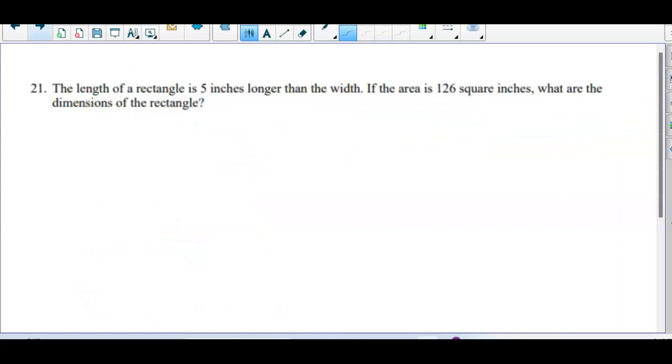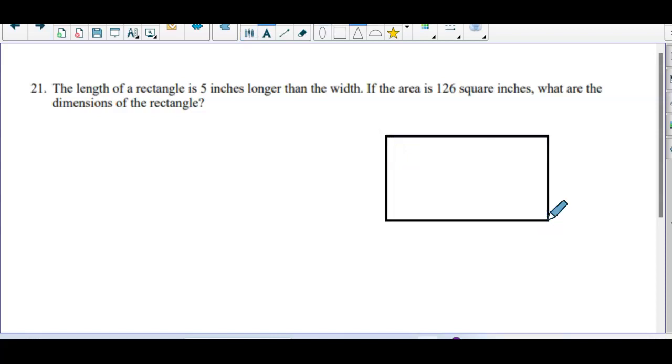All right, the length of rectangle. Let me just grab this little rectangle tool. There we go. I'm not drawing to scale. The length of the rectangle is 5 inches longer than its width. So I'm going to make one x and the other one x plus 5.